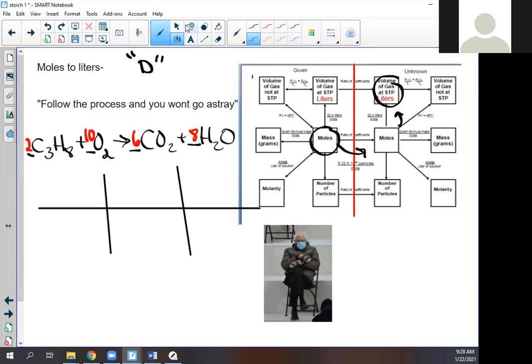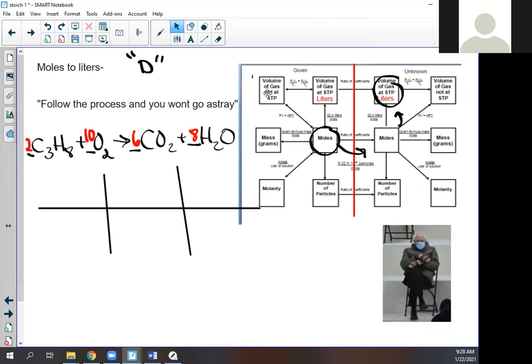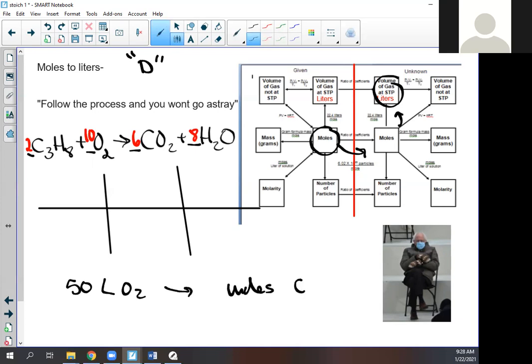Okay, then let me move Bernie out of the way. What does the problem actually say? If you have 50 liters of oxygen, how many moles of C8H18? So 50 liters of O2, I want moles of C8H18. Okay. So I've taught you the process so we won't go astray. What do you always start with? The number and unit I gave you. It's 50 liters of O2.